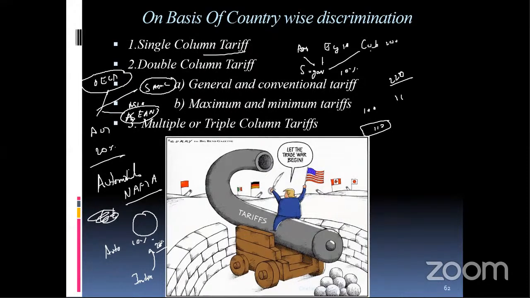This is actually the triple column tariff. You are importing automobiles from OECD. For those countries you are imposing one rate of tariff, and you are importing something from ASEAN. For that you are imposing one type of tariff, and you are importing something from SAARC, and for that you are actually imposing one type of tariff. So this is what is actually called multiple column tariff.